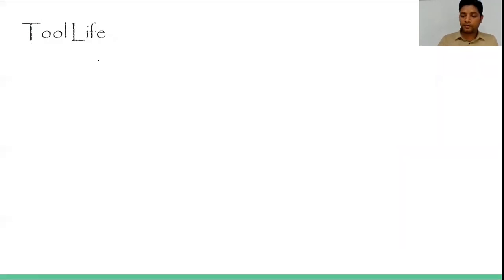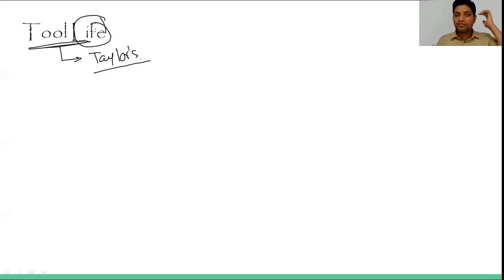Let's move to tool life. When we talk about tool life, there is a researcher, Taylor, who presented the equation for tool life. The meaning of tool life is how long the tool will last for the different parameters we are using for machining. Taylor was the scientist who invented one of the equations for that.